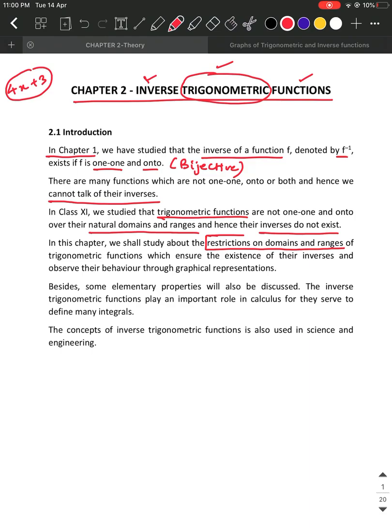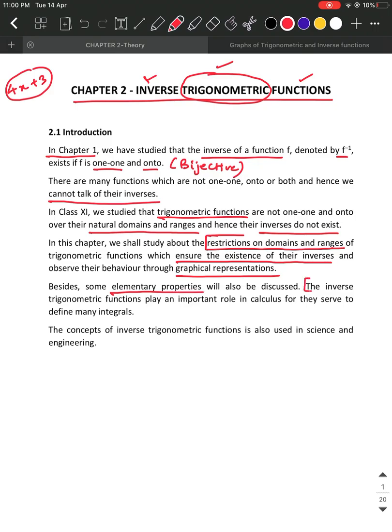It is written, in this chapter we shall study the restrictions on domain and ranges of trigonometric functions which ensure the existence of their inverses, and observe their behavior through graphical representations. We will observe their graph also and we will try to understand what changes we need to create on their domain and range. In addition to the domain and range concept, we will study certain elementary properties also.